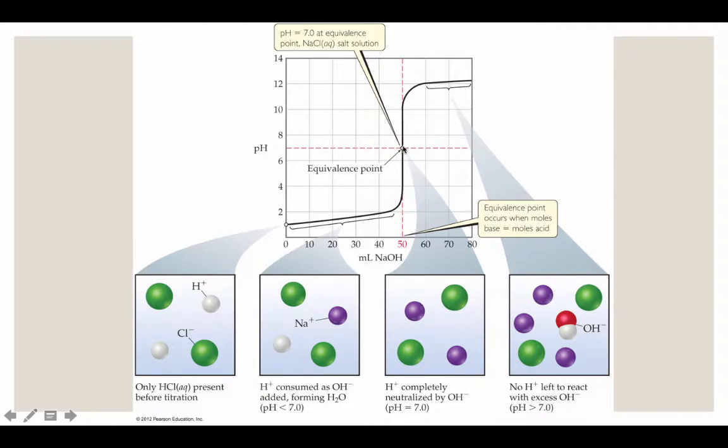If we continue to add NaOH past our equivalence point, we see a second plateau. At this point, there's no H+ left to react. Therefore, we begin to build up excess OH-. This excess OH- will cause this increase and finally plateau in pH.